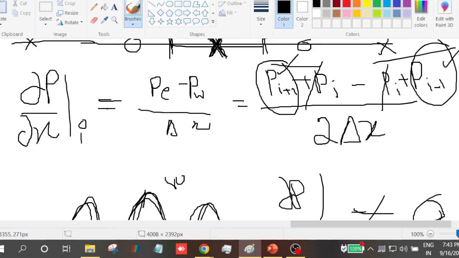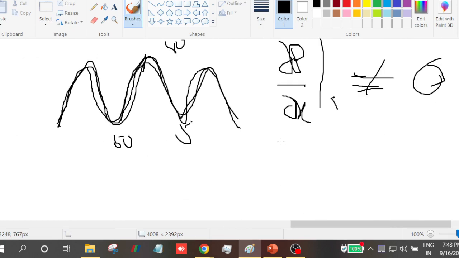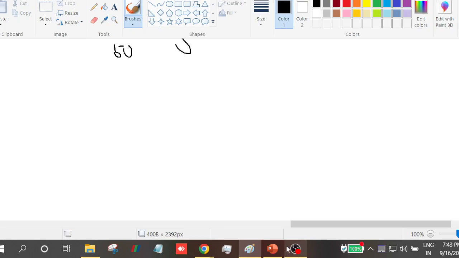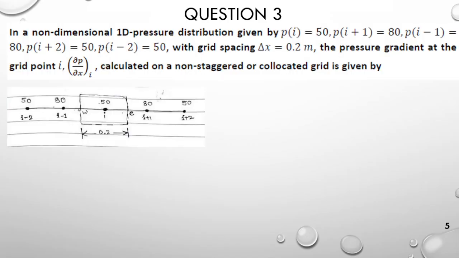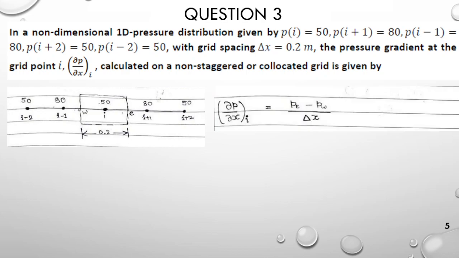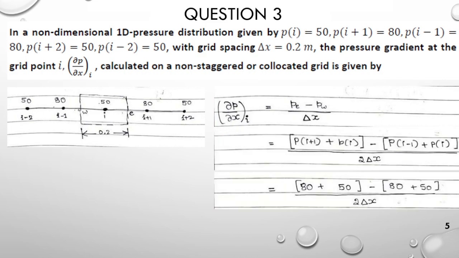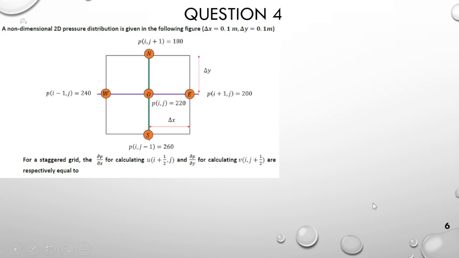So that is the necessity why we have to go with a staggered grid. This problem has indicated to us the necessity for using a staggered grid. I have solved it again here on the paper itself, which I solved on the clipboard just now. If we see it, we will get (80 plus 50) minus (80 plus 50) divided by 2 delta x, which is equal to 0. Now let us try to understand how a staggered grid will solve the same problem.